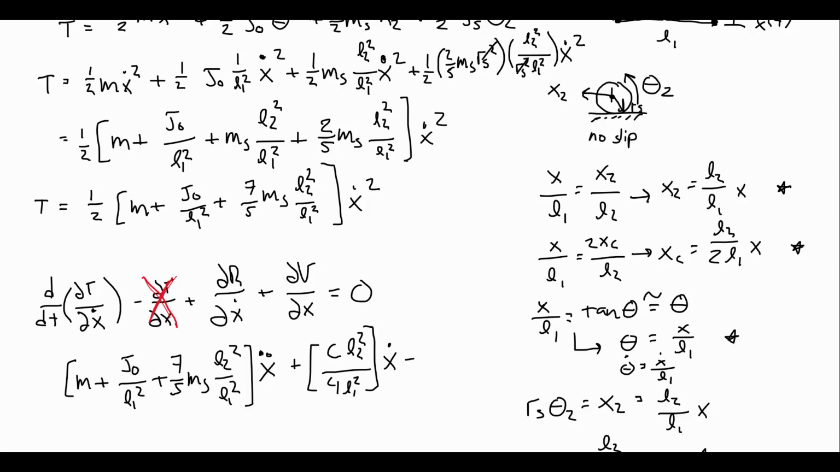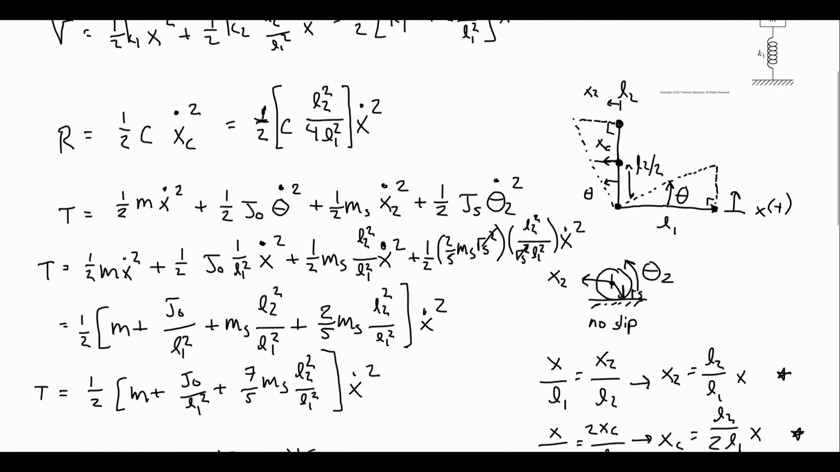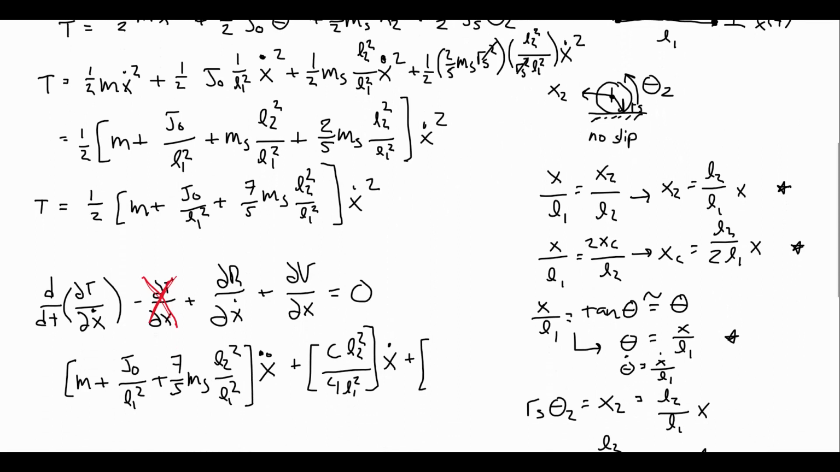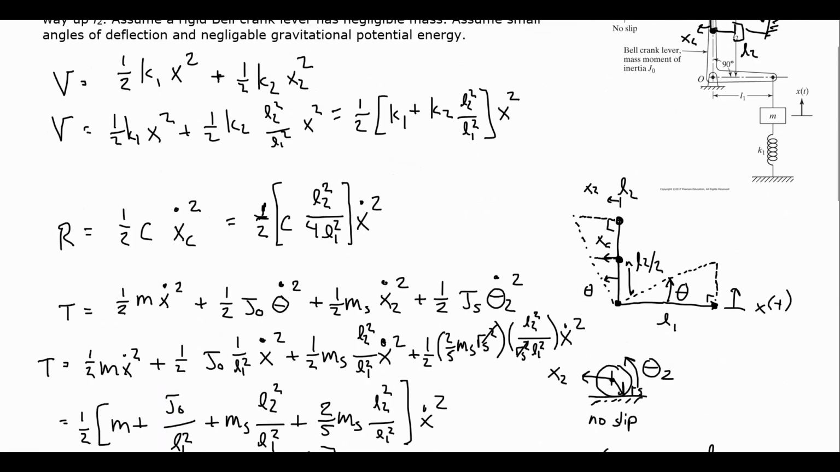And now del V del x. Once again, the way I was able to write V, x squared is going to go to x, that 2 is going to cancel the 1/2, and I'll just be left with the stuff inside. So what's left inside is a k1 plus a k2 L2 squared over L1 squared x. Getting a little cluttered here, but that's equal to 0 then. As a reminder, that was the stuff inside the parentheses, that coefficient in the middle.